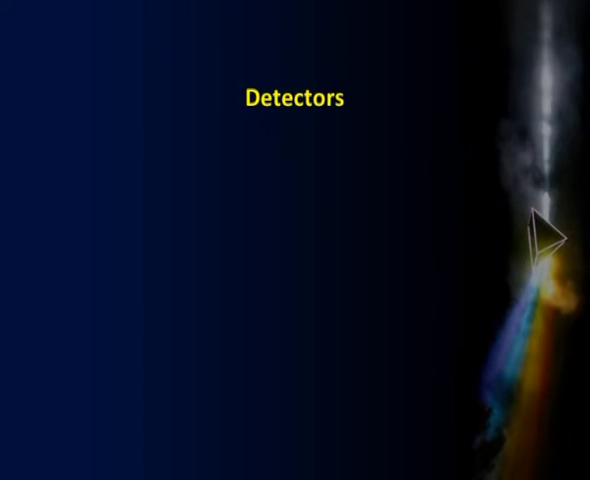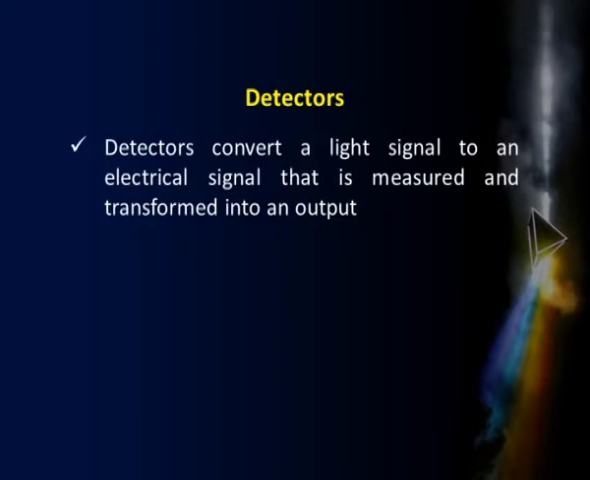So having done all that, we move on to the detectors. That means, from a source of radiation, a polychromatic radiation is coming, I put a monochromator, select the kind of radiation I want to make use of, make it fall on the sample, and then thereafter what has happened as a consequence of that I want to measure. So I need some kind of a detector for the purpose. So we can define a detector basically as a device that converts a light signal to an electrical signal, and that is suitably measured and transformed into some kind of an output. So that is the role of a detector.